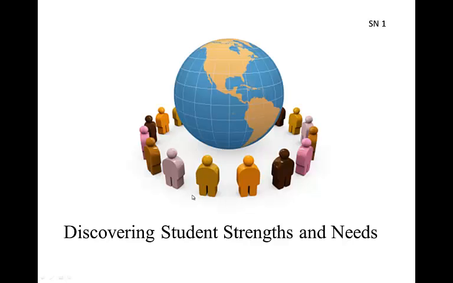This is video SN1. It provides information about how to figure out what your students' areas of strength and their needs are. Sometimes teachers will get a file on ELLs from the school, but not always, especially, for example, if the student came directly from another country, or from a refugee camp, or if they haven't been in school regularly.